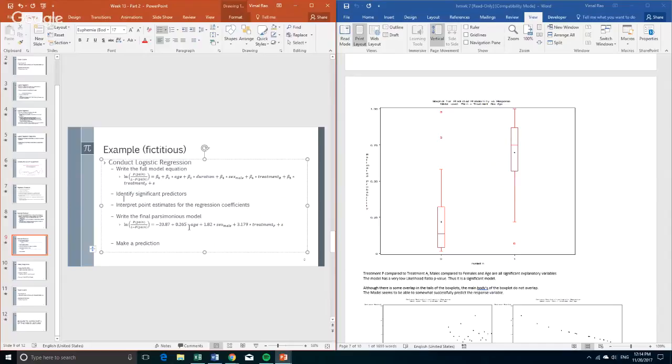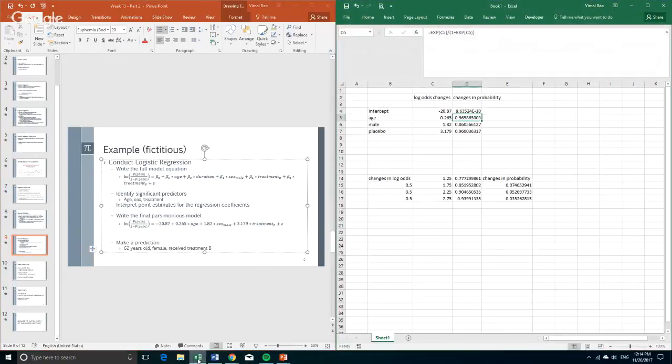So significant predictors. Our significant predictors were age, sex, and treatment. Point estimates for regression coefficients. We already kind of wrote that. That's here, these three numbers. These are our point estimates for the regression coefficients. And then let's make a prediction. So we have somebody who's 62 years old, is female, and received treatment B. Okay? So how do we do this?